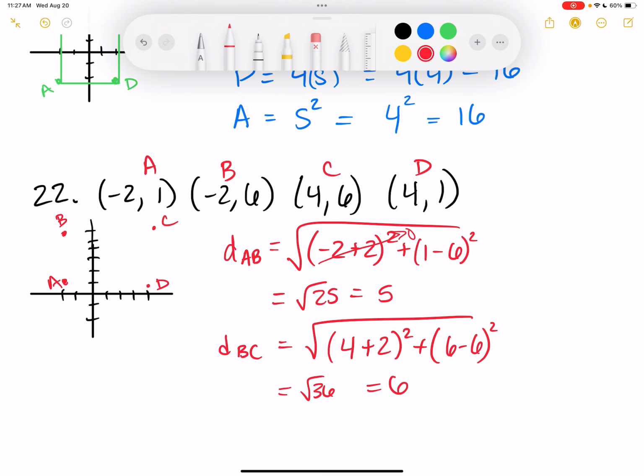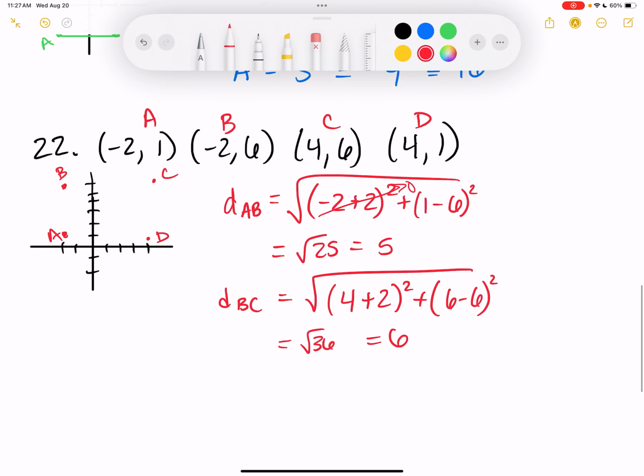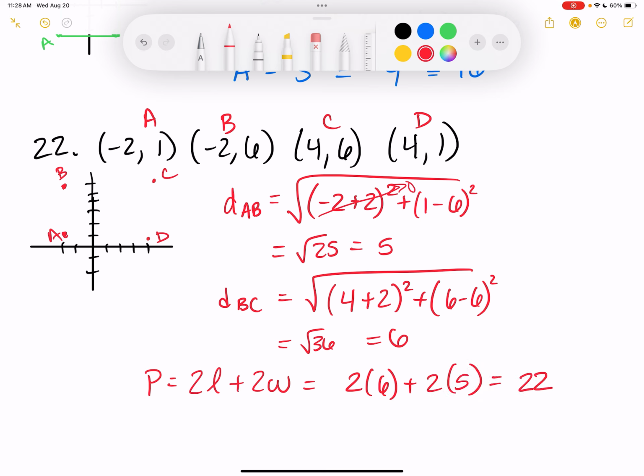All right, now what's the formula for perimeter of a rectangle? 2 times length plus 2 times width. Yep, 2L plus 2W. So I've got 2 times 6 plus 2 times 5, 22. And what's the formula for area of a rectangle? Length times width. And as you said, it will be 30.